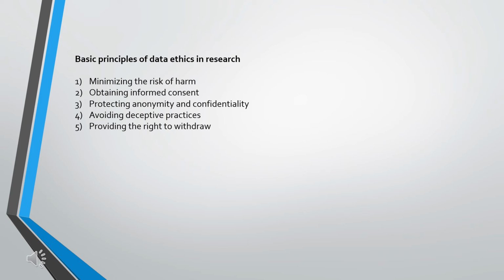The third principle is protecting anonymity and confidentiality. Protecting the anonymity and confidentiality of research participants is another practical component of research ethics. After all, participants will typically only be willing to volunteer information, especially information of a private or sensitive nature, if the researcher agrees to hold such information in confidence.